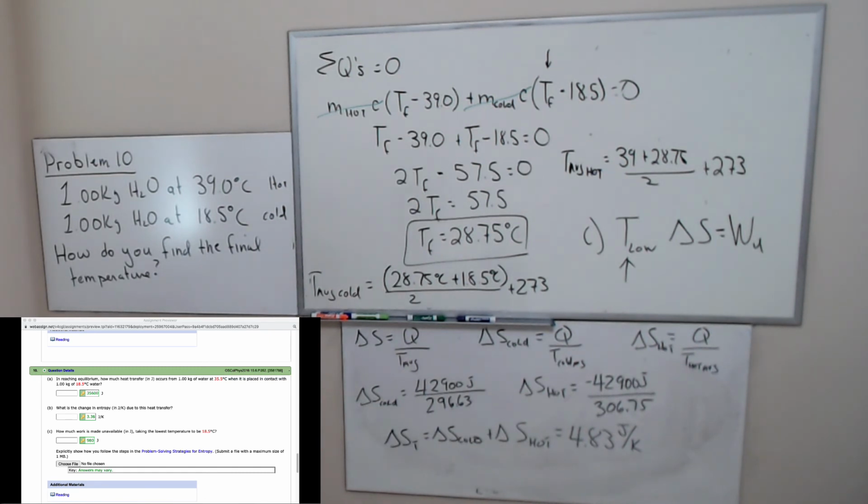Is that okay? Is that clear enough? Okay. Number 11 has that same issue where you got to take the average temperature to find the change in entropy.